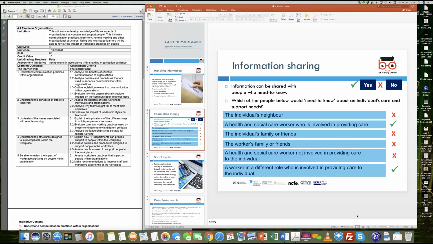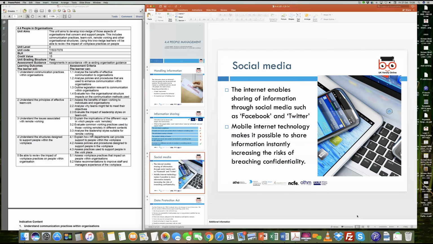So some of these are very basic questions that we look at, and this basically shows you how to understand a matrix wherein information sharing can be done, and in some cases information sharing is done on a need to know basis. Okay.